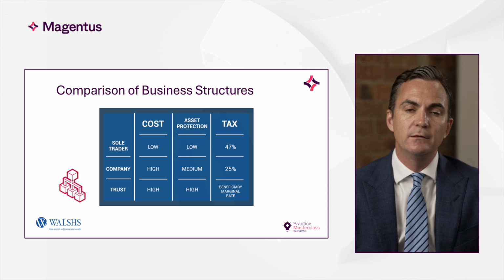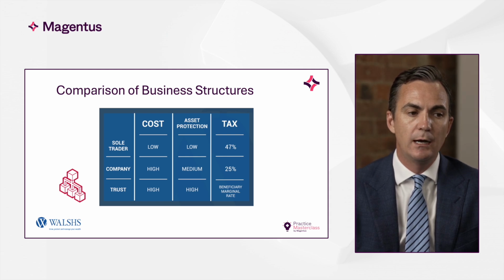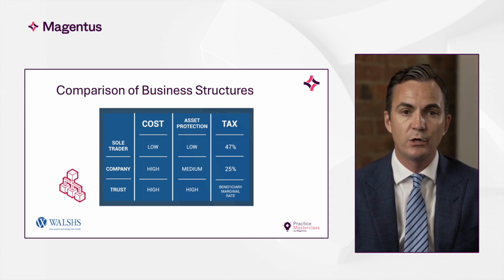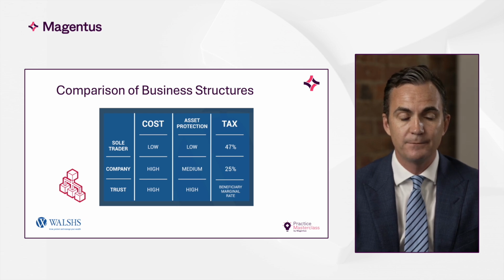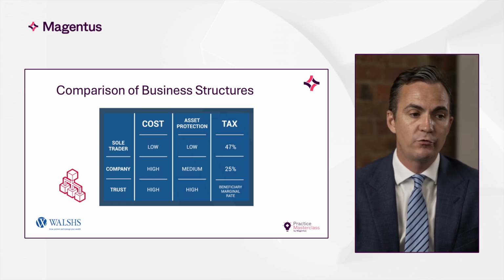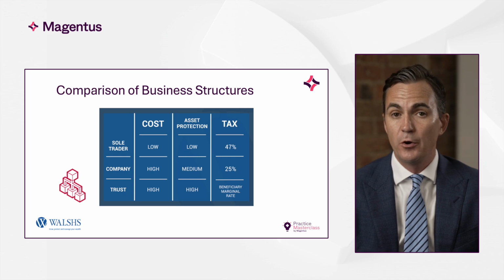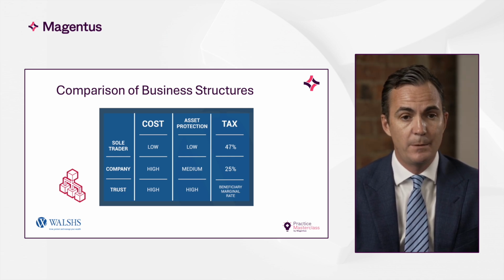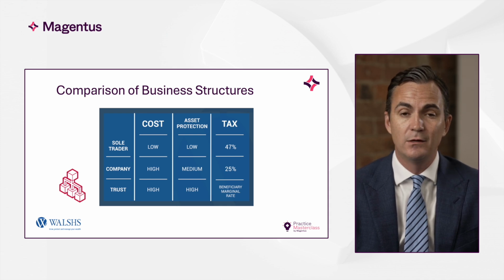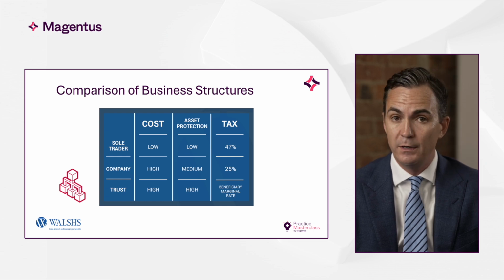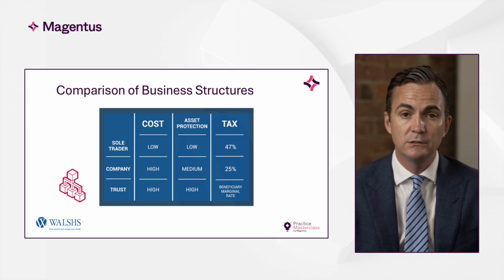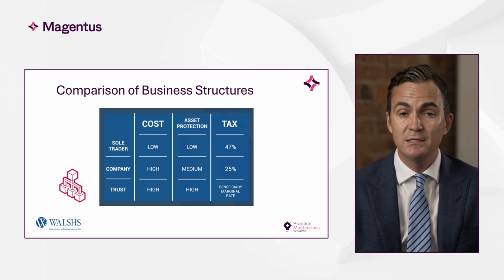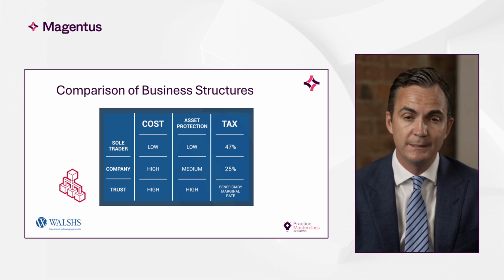So let's just break down each of the various structures based upon the difference between cost, asset protection, and tax. So starting off with the first one, a sole trader, we can see there that it's very low cost to set up and ongoing administration, has low asset protection, which is not necessarily the best, and it has the highest tax rate, the top marginal tax rate in Australia being 47%. A company, on the other hand, has high cost to set up and high ongoing cost to administer, medium asset protection, and does get access to a lower tax rate of only 25%.